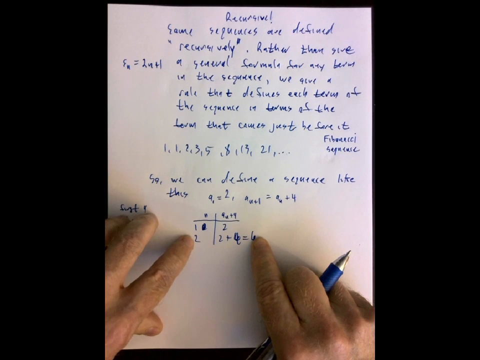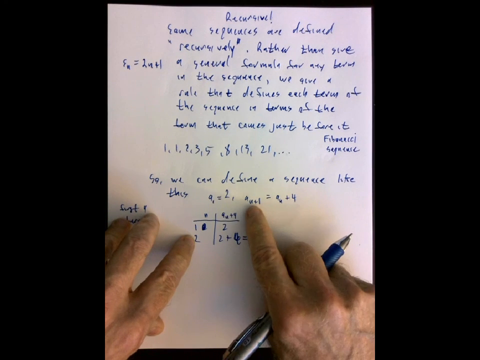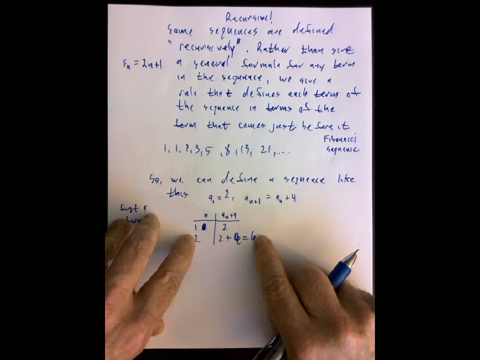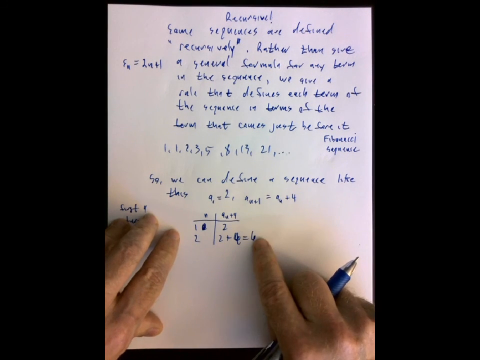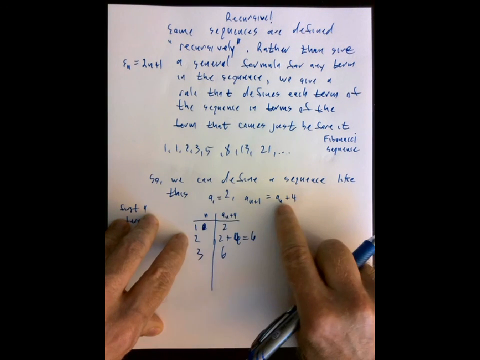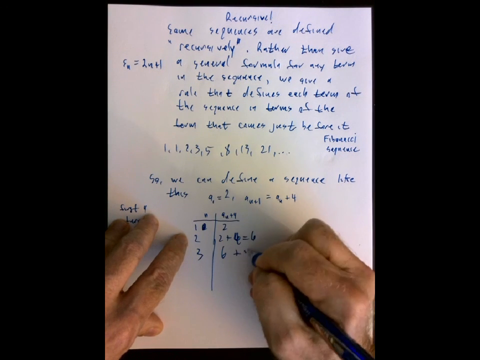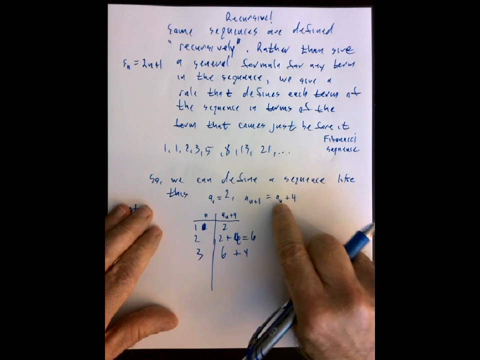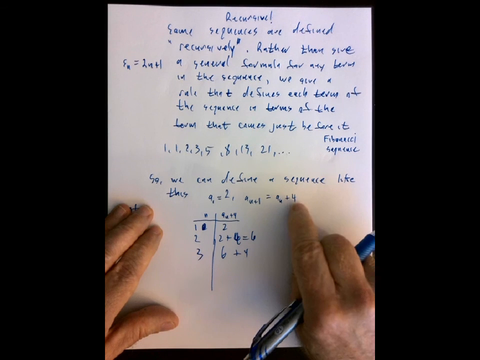So now how do we get the third term? Well, the third term is the one after the second term. So the second term is 6, right? So to get the third term, we put 6 in and we add 4 to it. So the third term is the second term plus 4, which is 6 plus 4, which is 10.